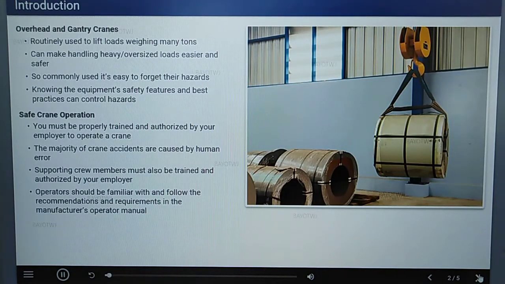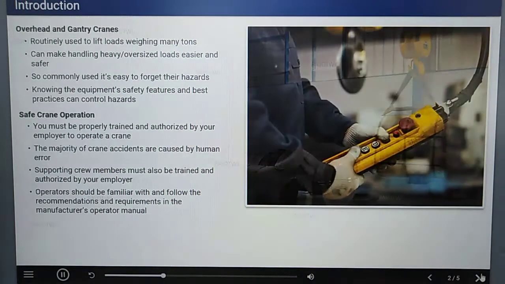Workers at industrial facilities routinely use overhead and gantry cranes to lift loads weighing many tons. When operated properly, these cranes can make handling heavy or oversized loads easier and safer. However, because their use is so common, workers often forget their hazards.